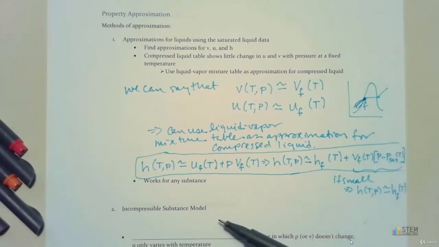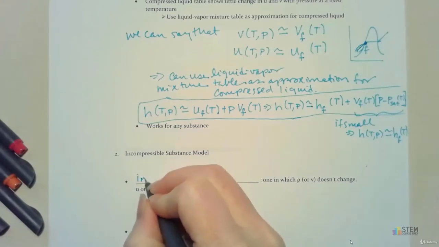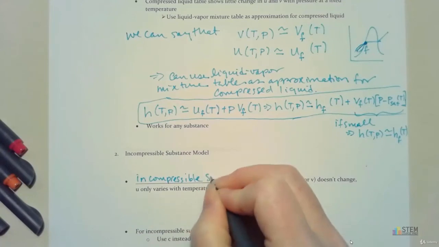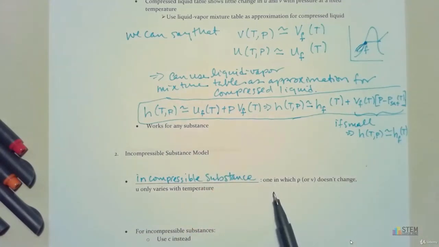The next one is going to be the incompressible substance model. Now, when we say incompressible substance, let's talk about what that is. An incompressible substance is going to be one in which rho, which is density, or your specific volume, doesn't change. Okay, so density is going to be constant. Same thing with specific volume.